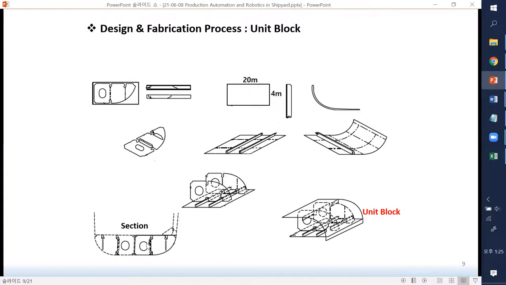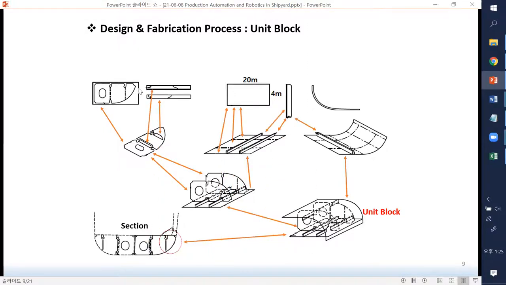Then it is combined into a section, into a ship. So the process is, in reverse, this unit block is attached as a portion of the ship. And the unit block is coming from these two pieces together. And each piece is made by the smaller assembly of pieces. And finally, the original is coming from the steel plate, coming from the steel maker. Okay. So this is the way they are making this.